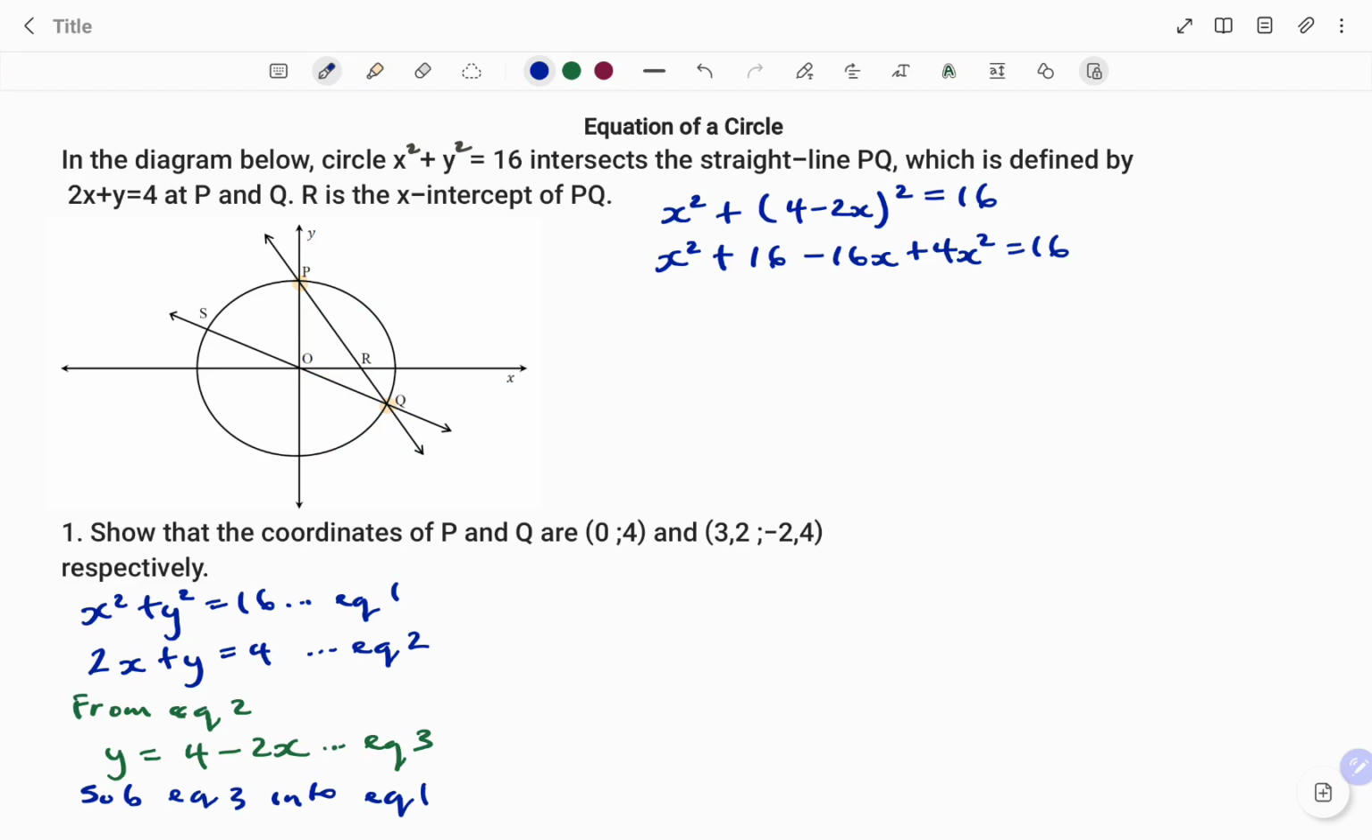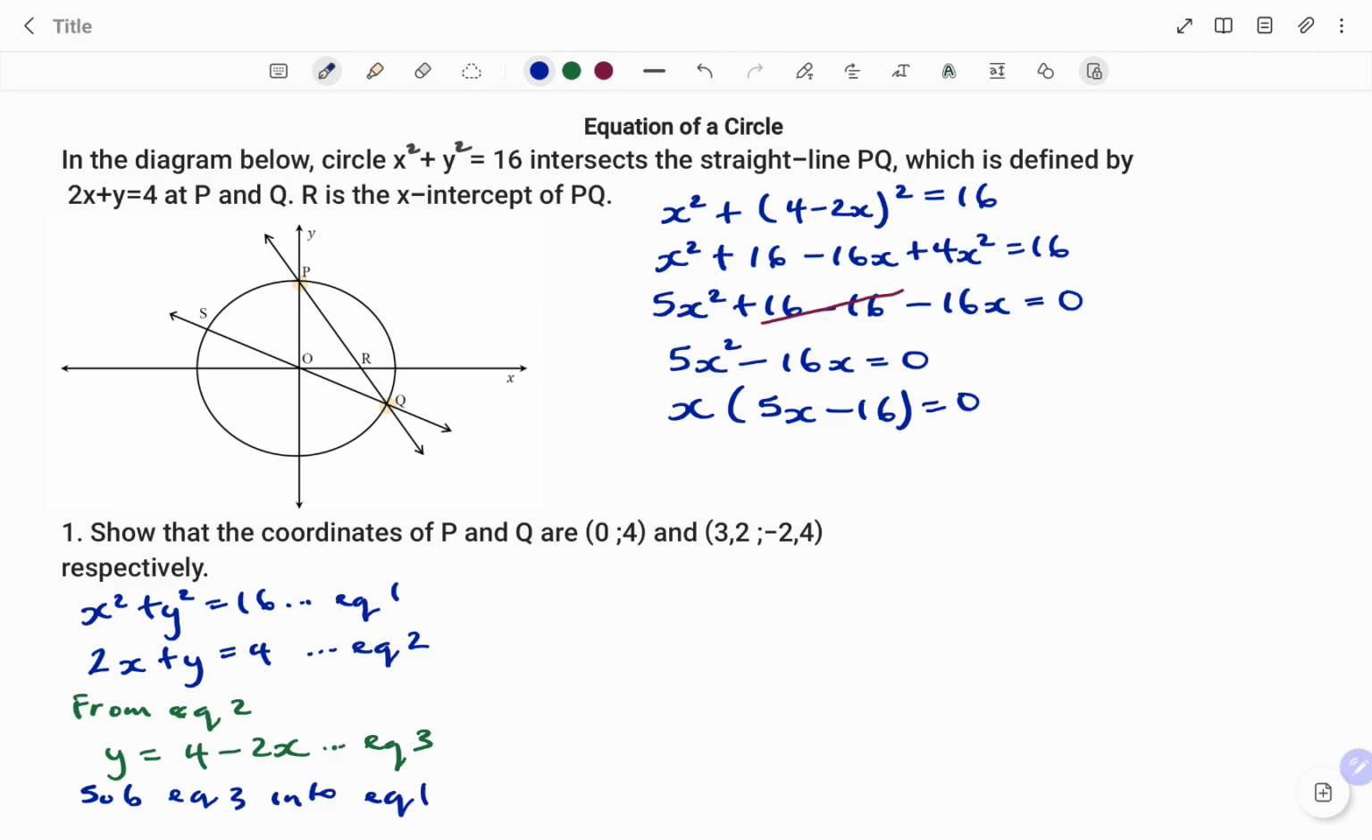So moving all the terms to the left-hand side, I have x squared plus 4x squared, 5x squared, plus 16 minus 16 minus 16x. So what I've done is to move the positive 16 on the right-hand side to the left. 16 minus 16 cancels out. I'm left with 5x squared minus 16x equals 0. If I factorize, taking out x, that's my common factor, I have x(5x minus 16) equals 0.